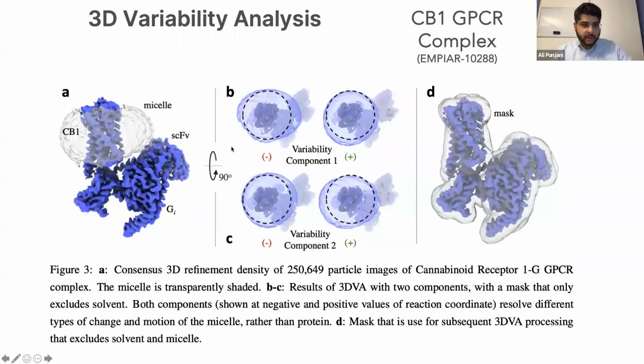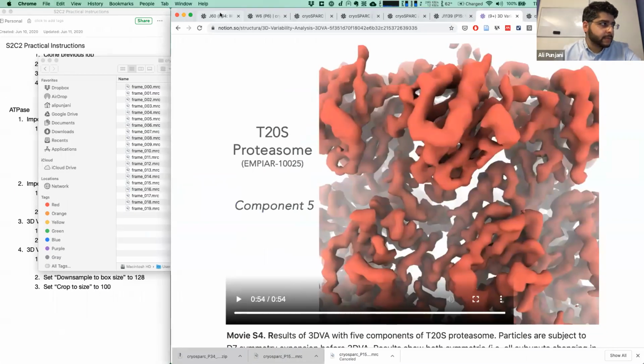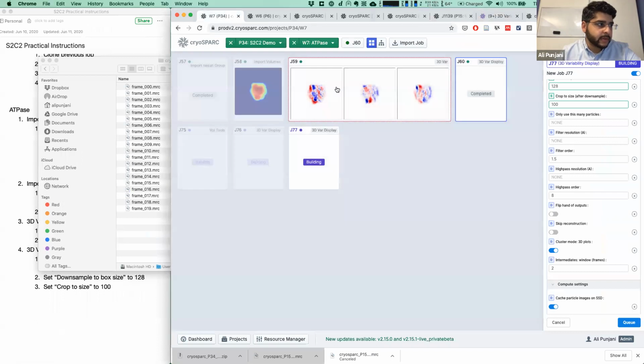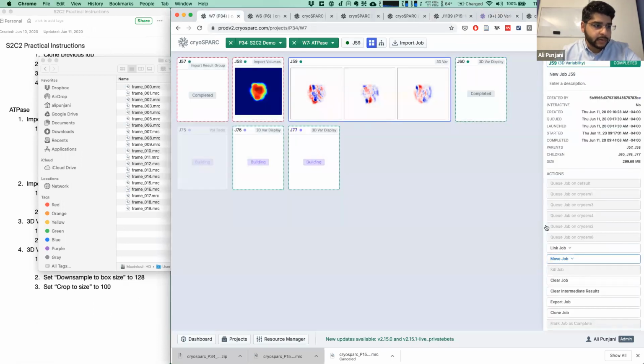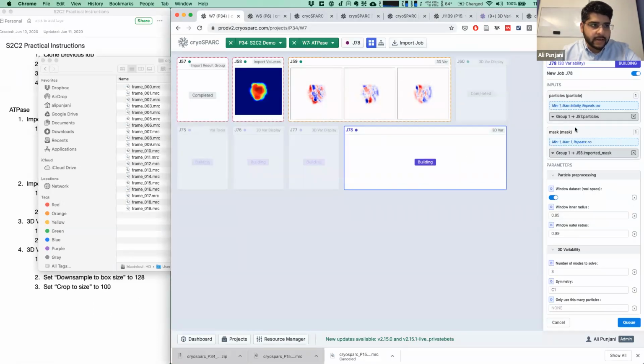So with the GPCR example, we only wanted to look at conformational changes in the protein region, not the micelle. So we created a mask that excludes everything except for the protein and used that mask in 3D variability analysis. In order to actually do that, when you're creating the 3D variability analysis job, you will see that one of its inputs is a mask slot. And you can connect any mask to that, including one that you've generated outside and imported into CryoSPARC.